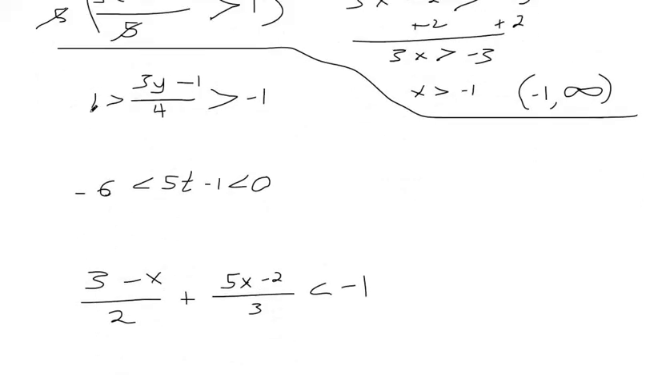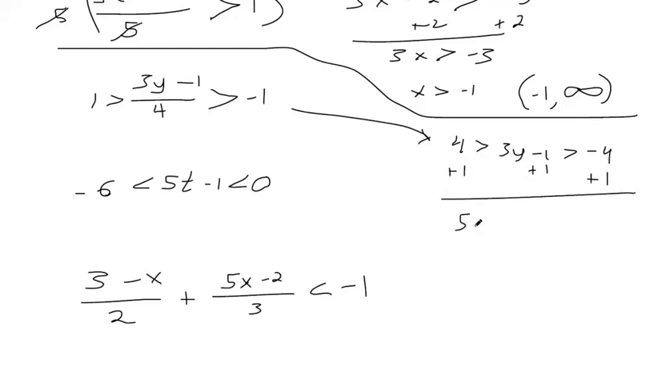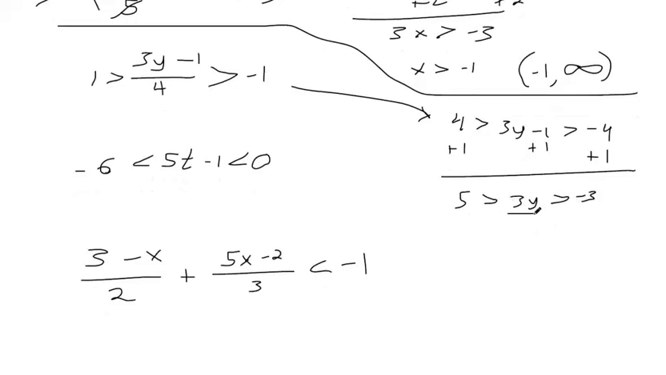Here, this is a compound inequality. I'm going to multiply all sides of the compound inequality by 4. So that's going to give me 4 is greater than 3y minus 1, which is greater than negative 4. And I'm going to add 1 to all the sides of the inequality. So that's 5 is greater than 3y, which is greater than negative 3. And then the last step, that's 3 times y, so we want to divide both sides by 3. So 5/3 is greater than y, which is greater than negative 1.